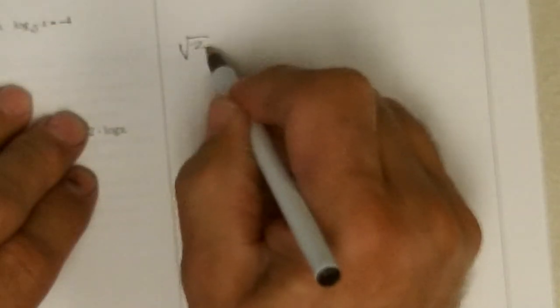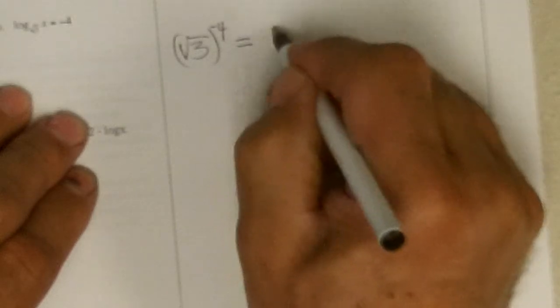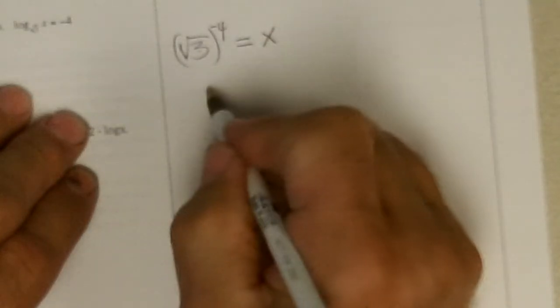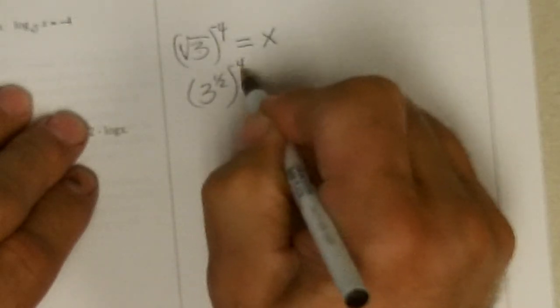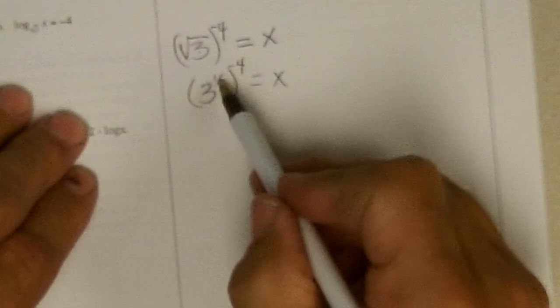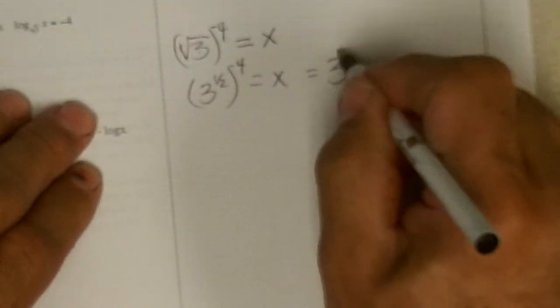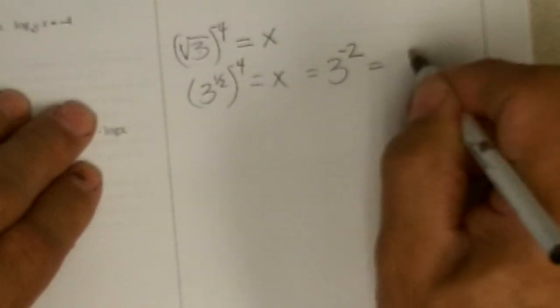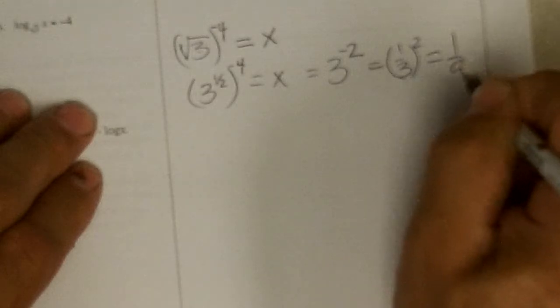This one says, to what power do we take this to get x, so we write this as a power. Square root of 3 to the negative 4 is x. Well, square root of 3 is 3 to the 1/2, to the negative 4 is x. Half of negative 4 is negative 2, so we get 3 to the negative 2, which is 1/3 to the 2, or 1/9.